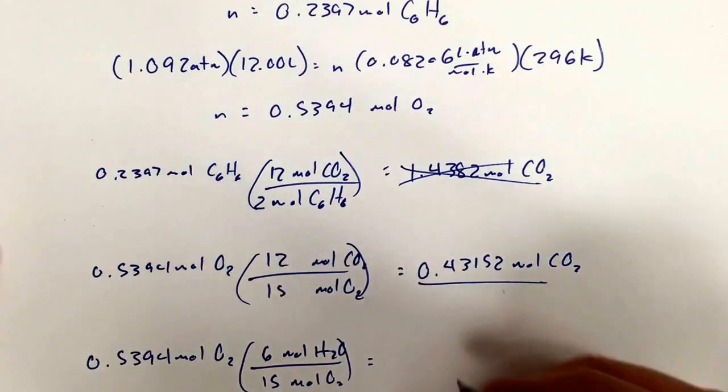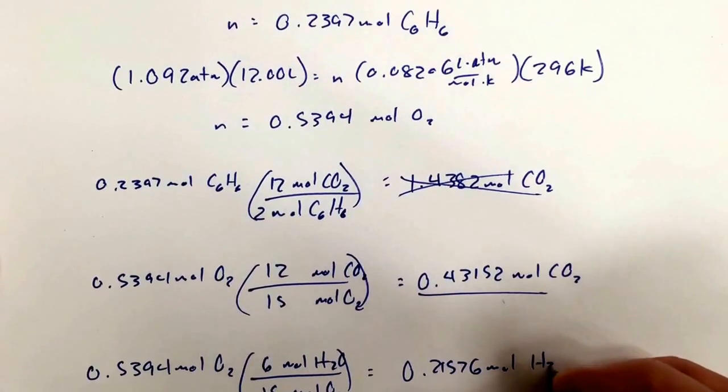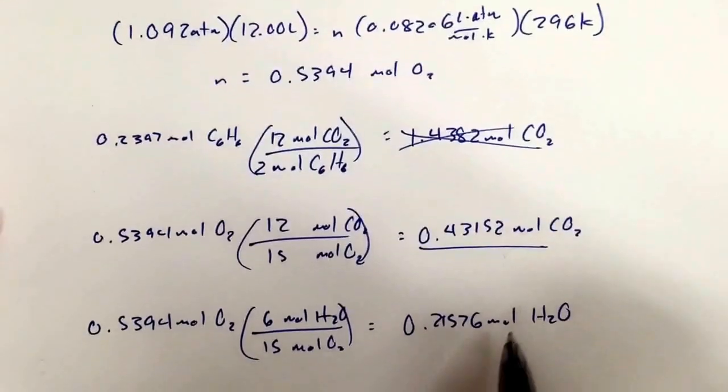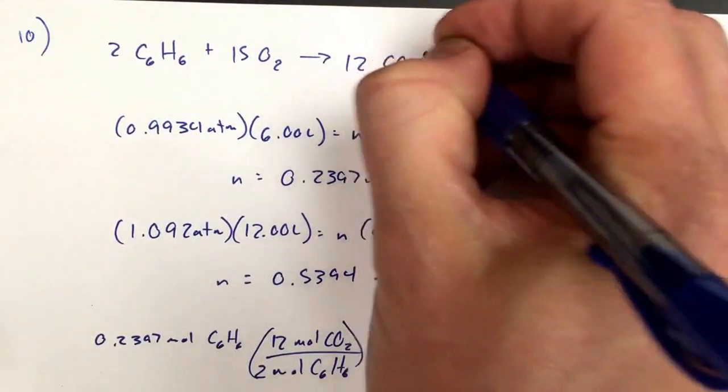And when we calculate this, we get 0.21576 moles of water. So now we have the moles of carbon dioxide and the moles of water vapor. When you combust something, you're not making liquid water, you're making water gas. We're only making gases here.